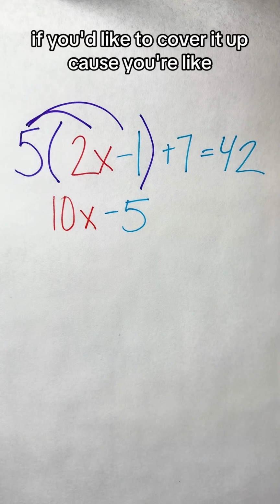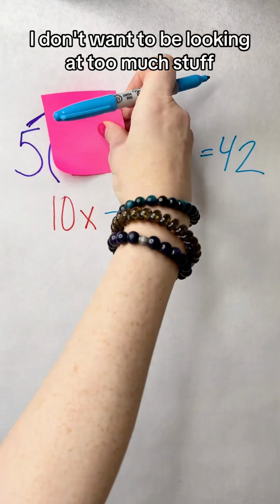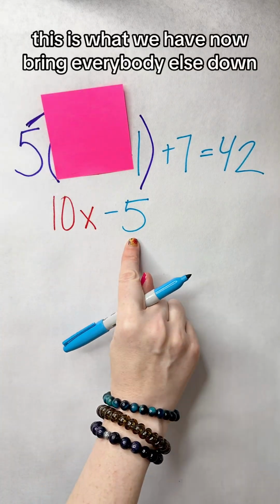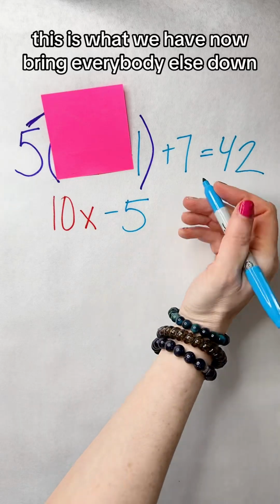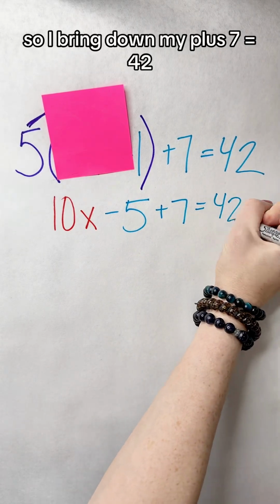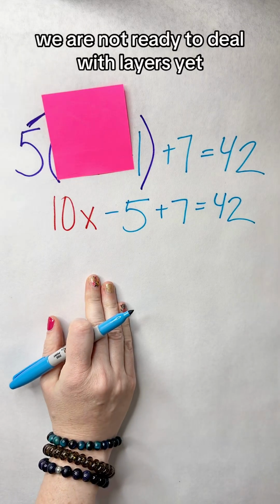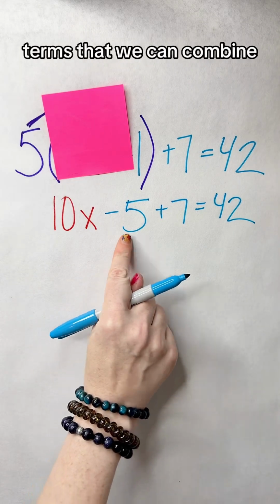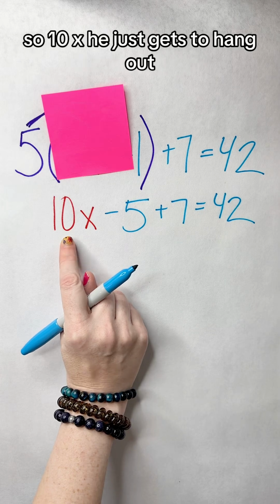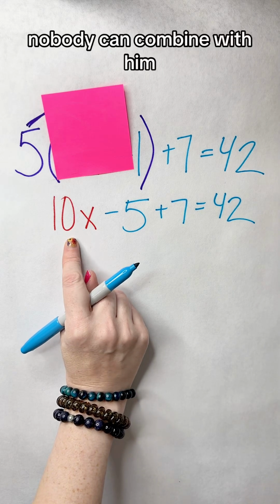If you'd like to cover it up because you're like, I don't want to be looking at too much stuff, that's fine. Don't look at it anymore. This is what we have now. Bring everybody else down. So I bring down my plus 7 equals 42. We are not ready to deal with layers yet. We have some like terms that we can combine. There's nobody else wearing X-Pan. So 10x, he just gets to hang out. Nobody can combine with him.